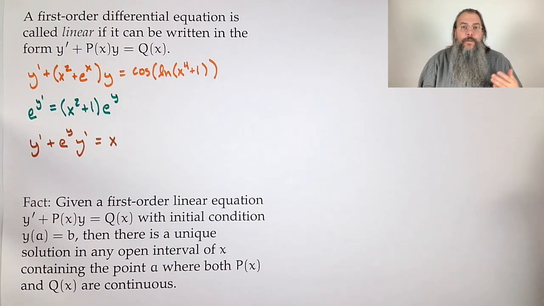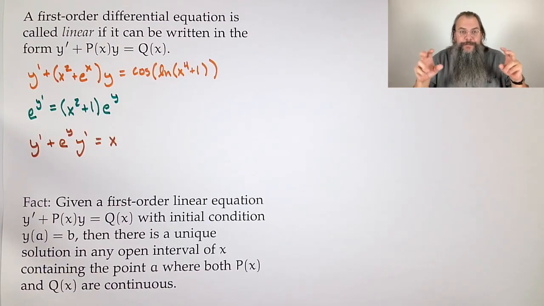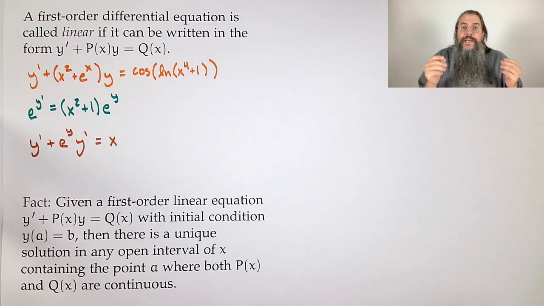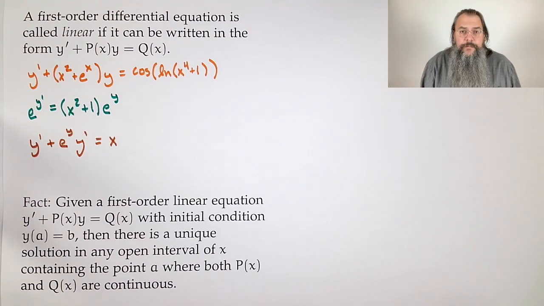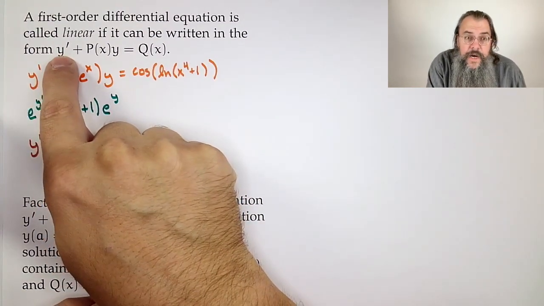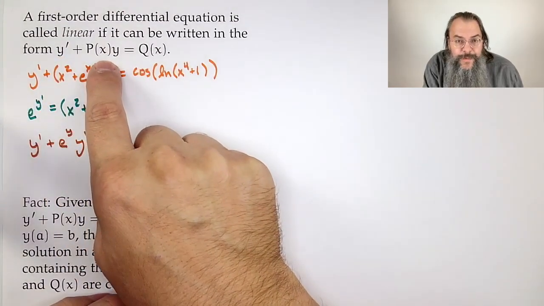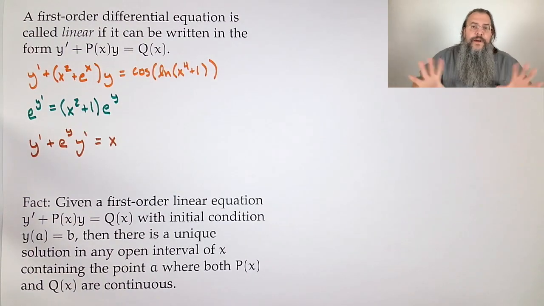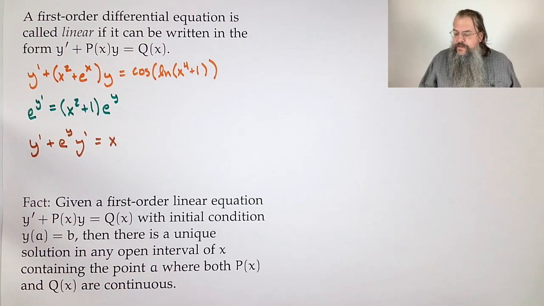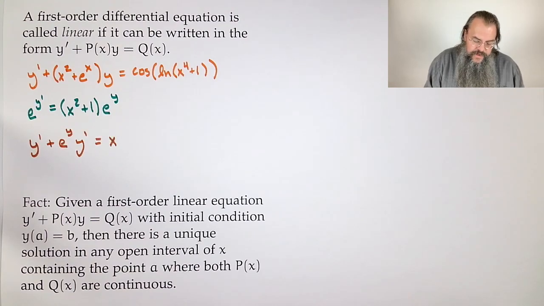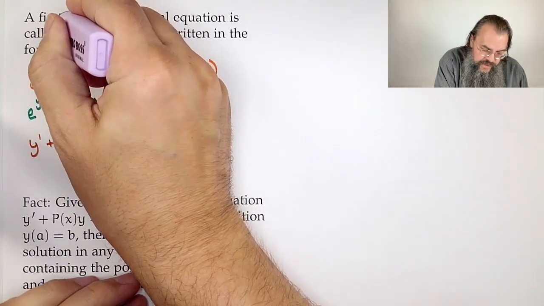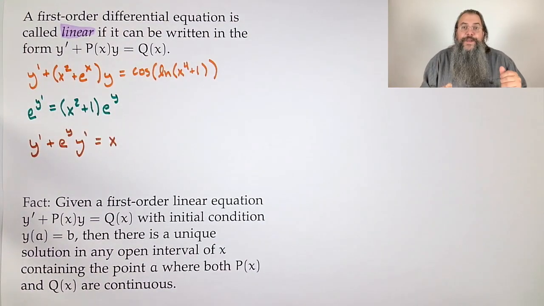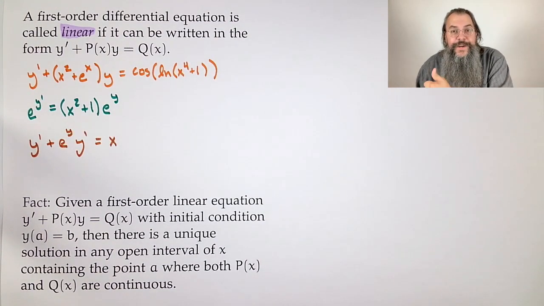So let's start by talking about what we mean when we talk about linear. We say a first order differential equation is called linear if it can be written in a very specific way, namely as y prime plus p of x times y equals q of x. So in other words, there is some way for us to put it into this nice form. So again, our key word for today is linear. So today's topic is brought to you by the word linear.